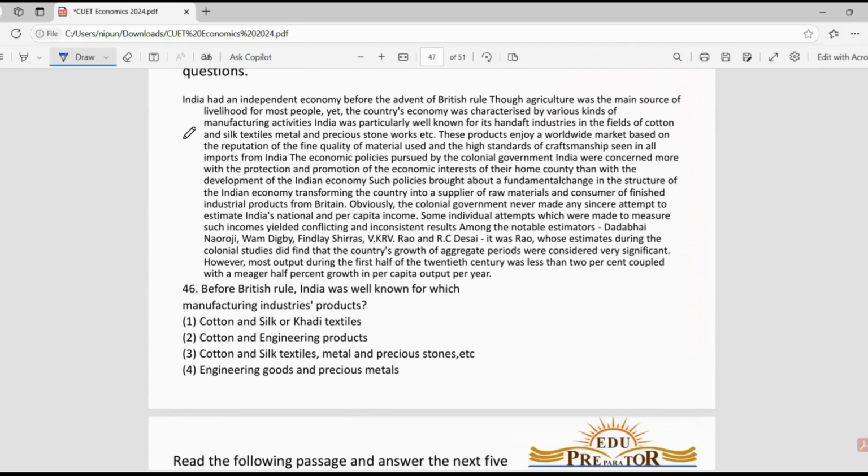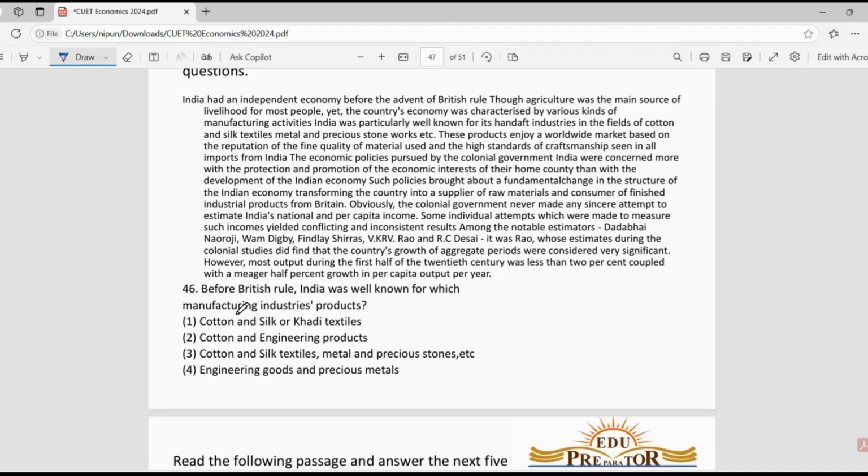Okay. India has been an independent economy before the advent of British rule. Though agriculture was the main source of livelihood, yet country's economy was characterized by various kinds of manufacturing activities, and India was particularly known for its handicraft industry in field of cotton and silk textile. These products enjoyed a worldwide market based on the reputation of fine quality of raw material and the high standards of craftsmanship. Economic policies pursued by colonial government were concerned more with the protection and promotion of economic interests of their home country than with the development of Indian economy.